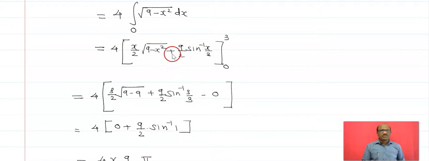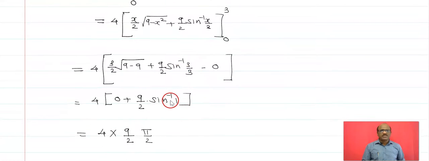Now substitute x equals 3. That is 4 into (3 by 2), and in the bracket, 9 minus x square. At x equals 3, 9 minus 9 equals 0. 0 into 3 by 2, overall you will get 0. Here is 9 by 2, sine inverse of 3 upon 3, that is sine inverse of 1.